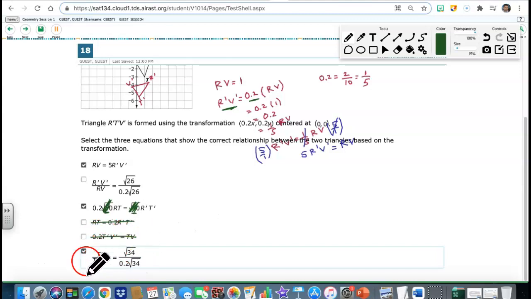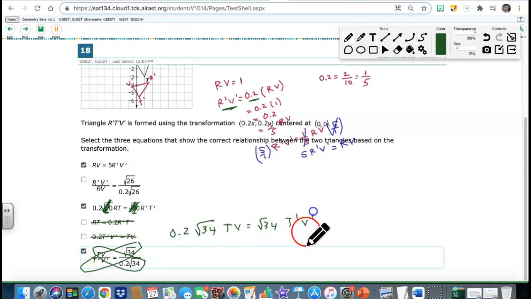Cross out. I have the last one. What do we got to do? Cross multiplication. 0.2 square root 34 times the big one equals square root 34 times the little one, because it has the primes.